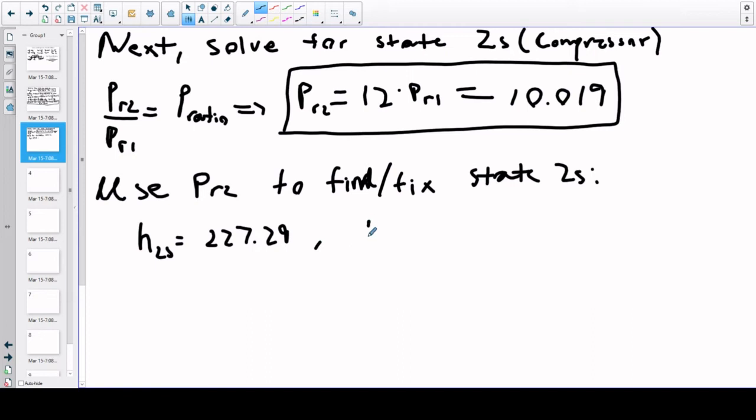And did I do T2s? I don't think I did. I don't think you need it. At least I don't think. I'm pretty sure you don't. I can't see where you would use it. So H2s is equal to that.